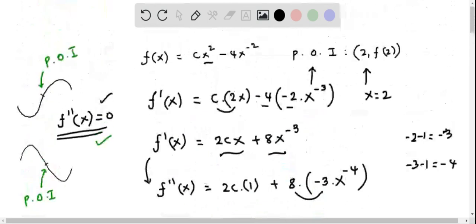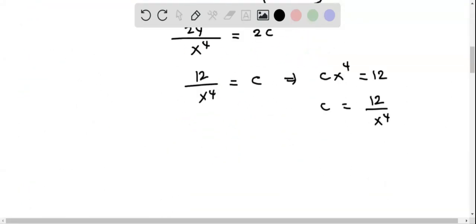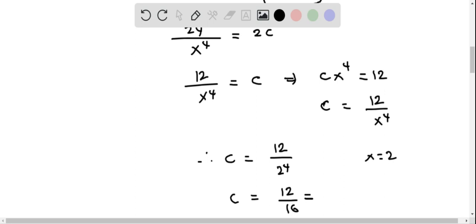Now, since it is given that the point of inflection of this function is at (2, f(2)), we plug x equal to 2 into the expression for c. So we get the value of c, and this equals 12 over 2 to the power of 4. Replace x by 2. So this gives c equals 12 over 16. Now we reduce this to a simple fraction.